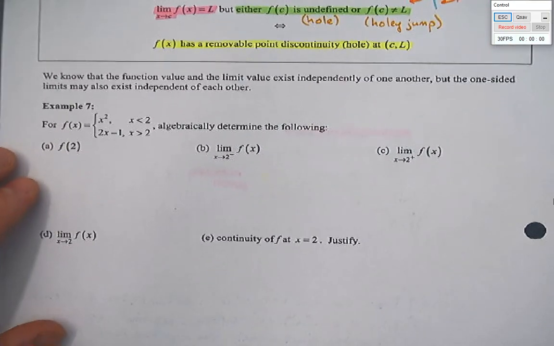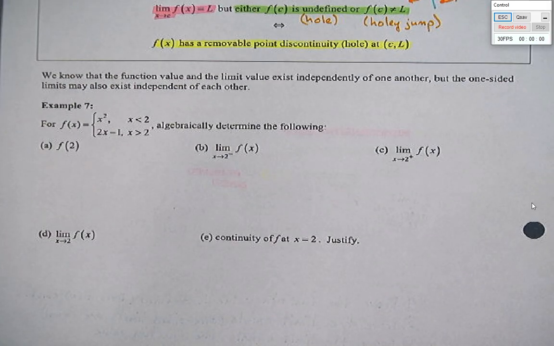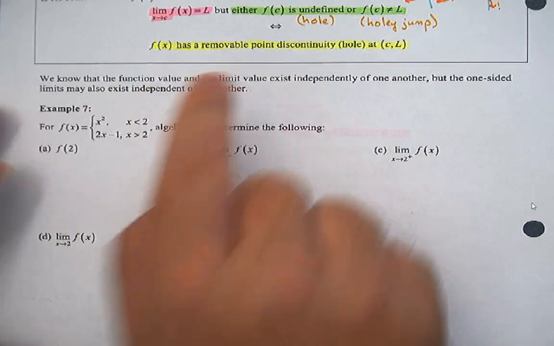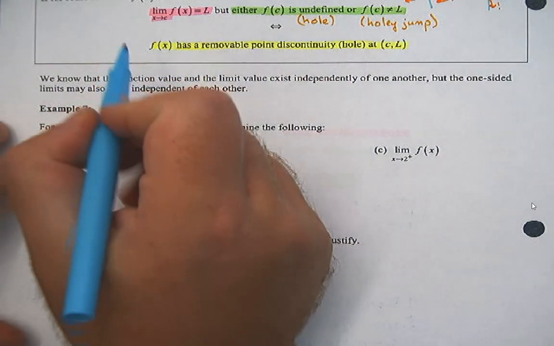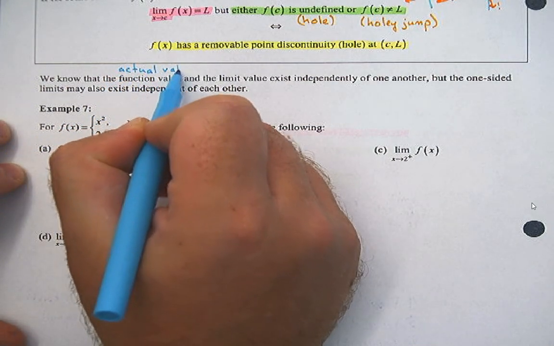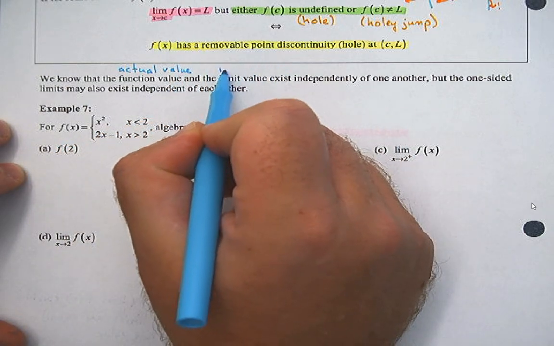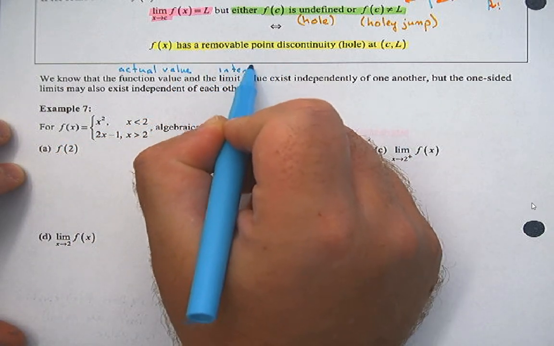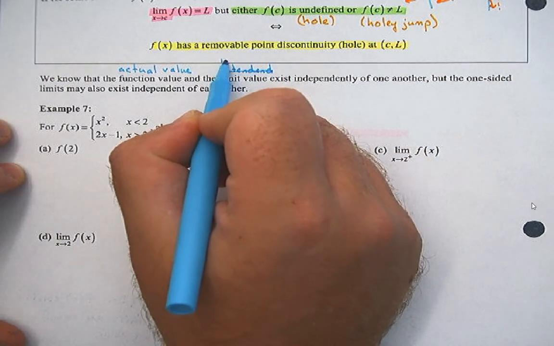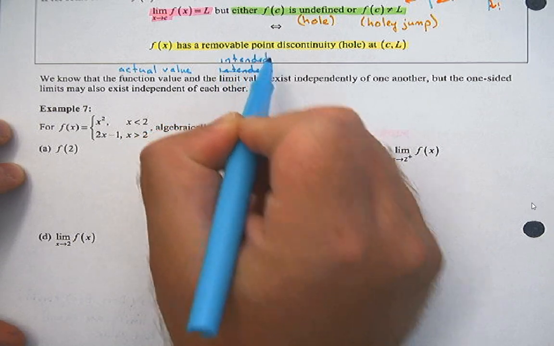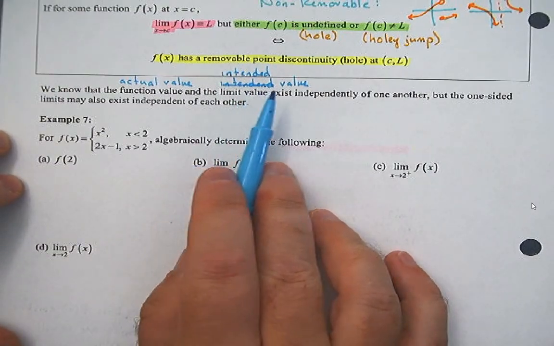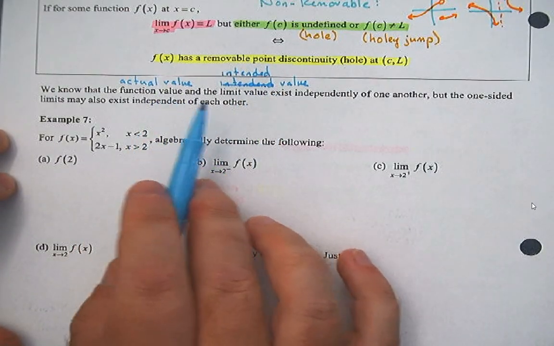Okay, so we know the function value and the limit value exist independently of each other. So again, what that's saying is the actual point value versus the intended value are independent. Where the graph intends to go and where it actually goes are two different things, okay?